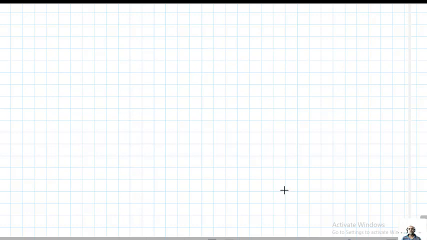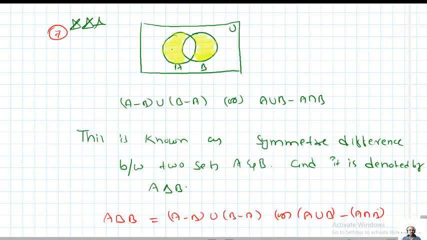Okay students, this is the fourth part of sets. Last part I started the concept of Venn diagrams, how to draw the Venn diagram for different situations, and how to name the shaded regions. Yesterday's last problem, the 7th one: the shaded region is named by A minus B union B minus A, or A union B minus A intersection B. This is called the symmetric difference between two sets.